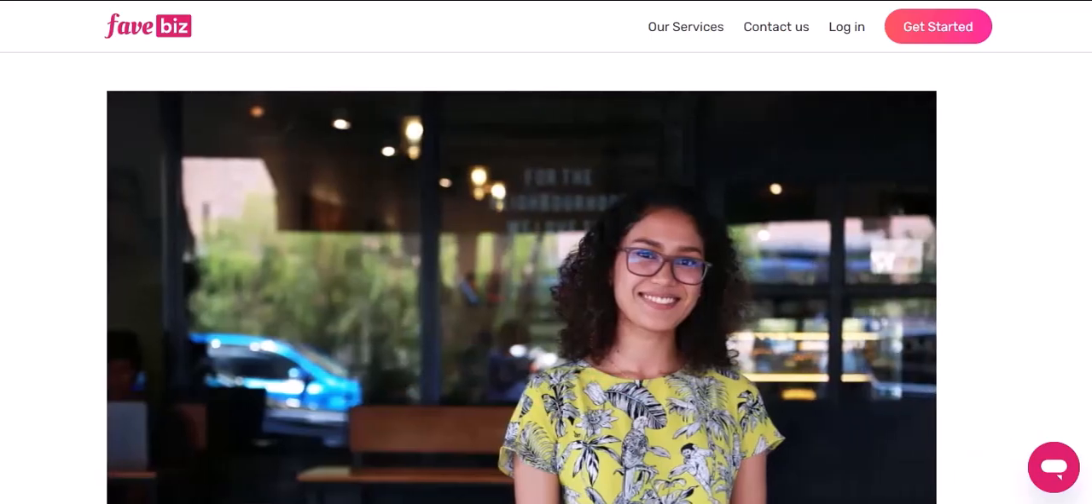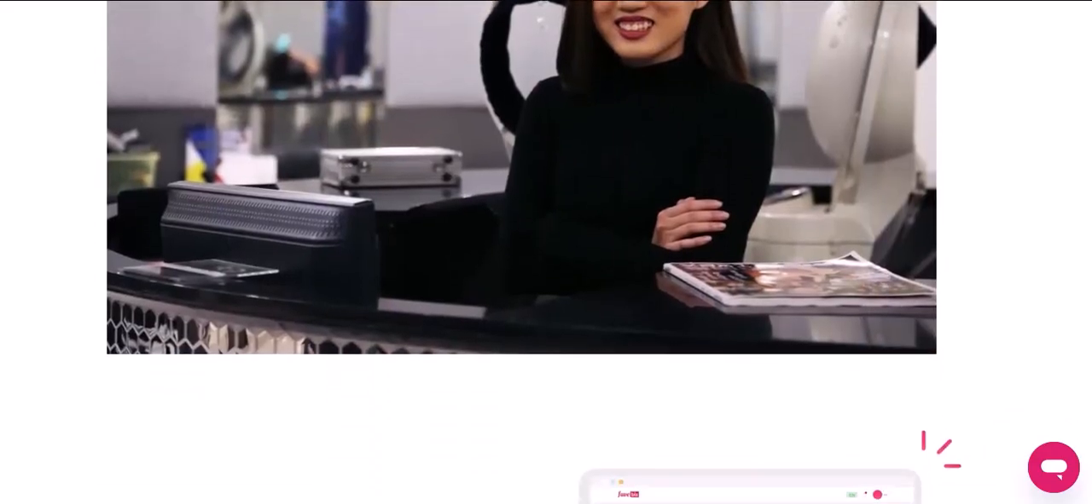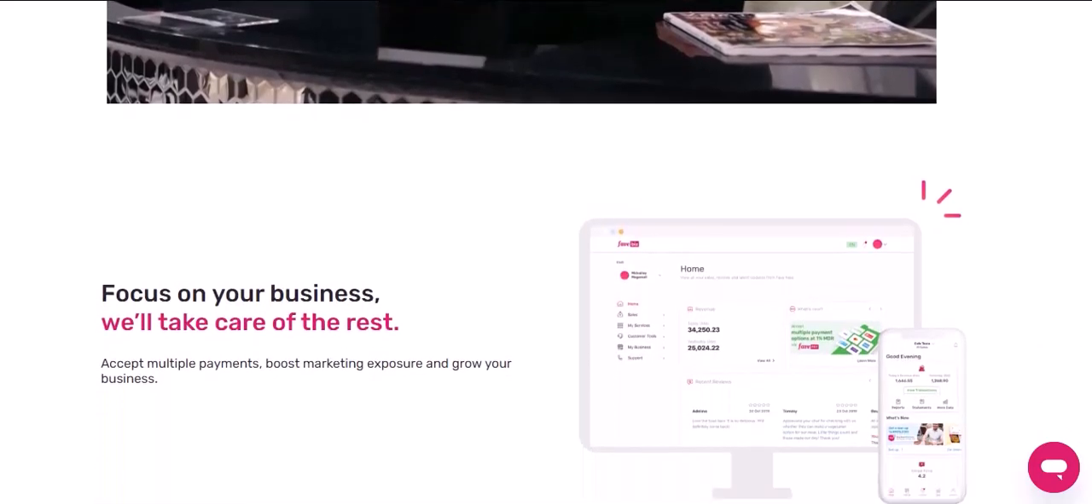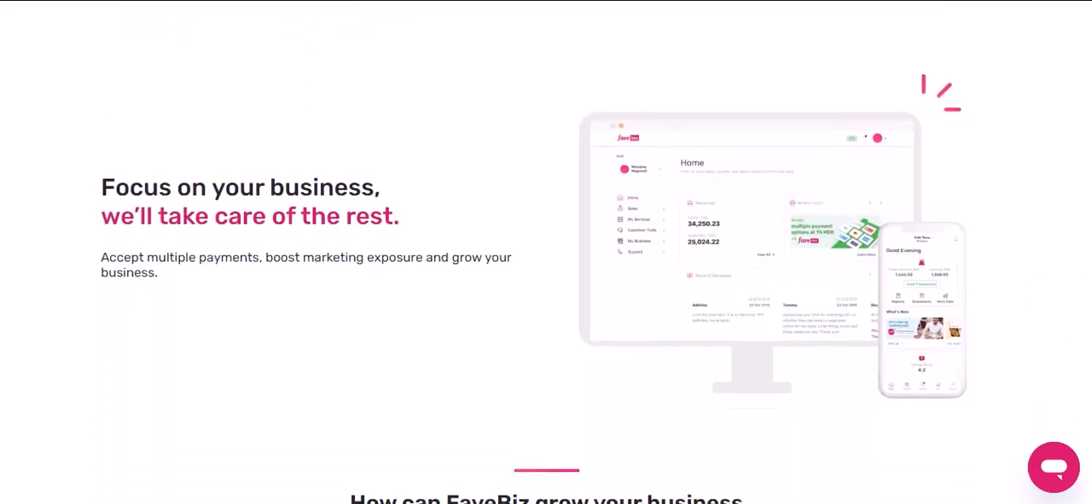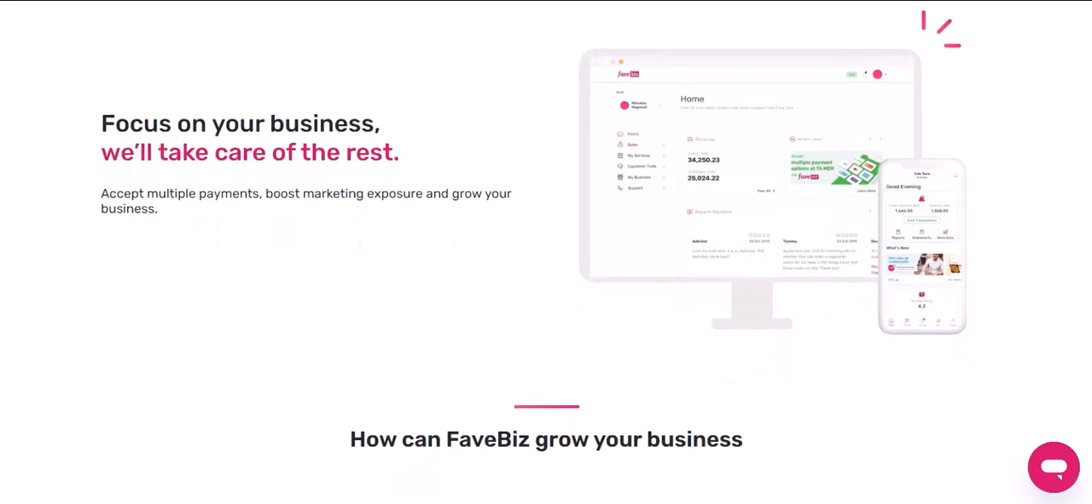The role of FavePay. Discuss the role FavePay plays in the cashback process. Explain how they partner with merchants to offer cashback incentives. Highlight the benefits of using FavePay for cashback, such as convenience and security.